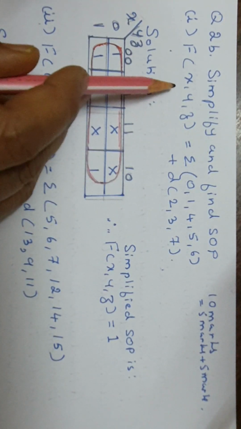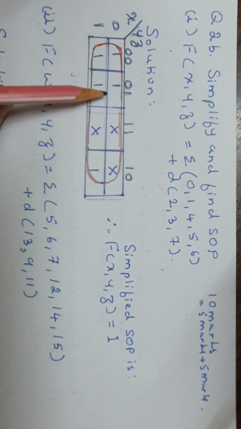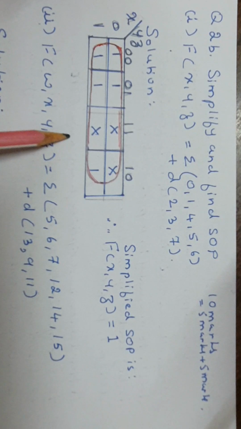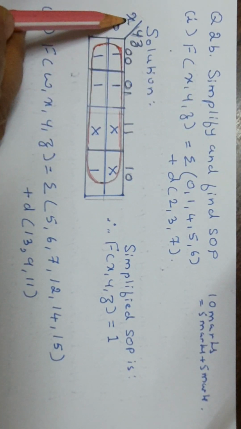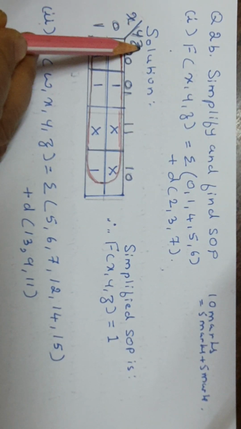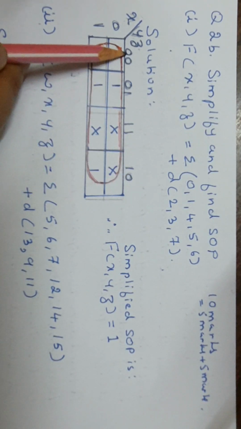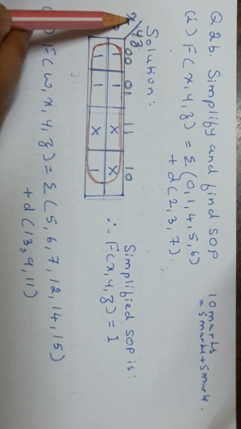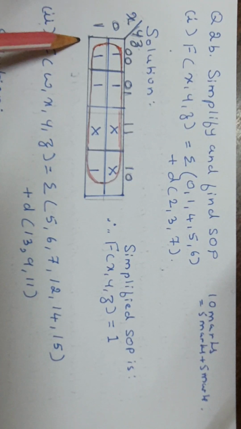So the solution of this first one: here 3 variables are there, hence 2 raised to 3, a 8-square kmap will have to be drawn. 1, 2, 3, 4, 5, 6, 7, 8 squares are drawn. Out of 3 variables x, y, z, x is written here, y, z are written here. For y, z, 2 variables, 4 possible combinations 00, 01, 11, 10 are written here. For x, 2 possible combinations 0 and 1 are written here.